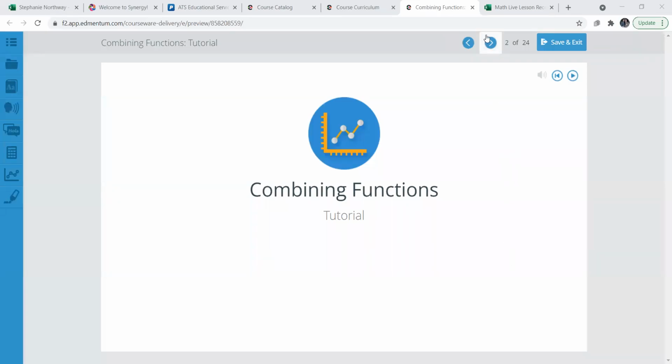Okay, combining functions. Now let's review how to combine functions and some of the steps and processes that go along with it.